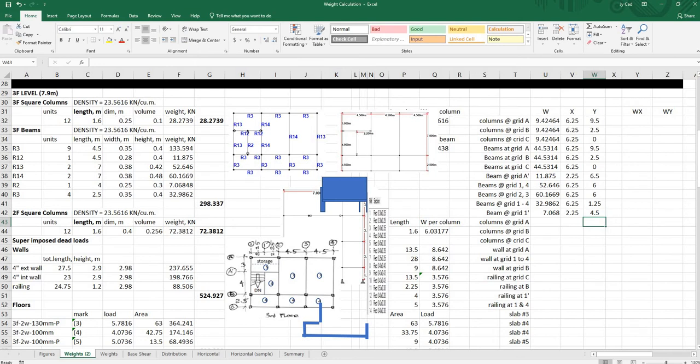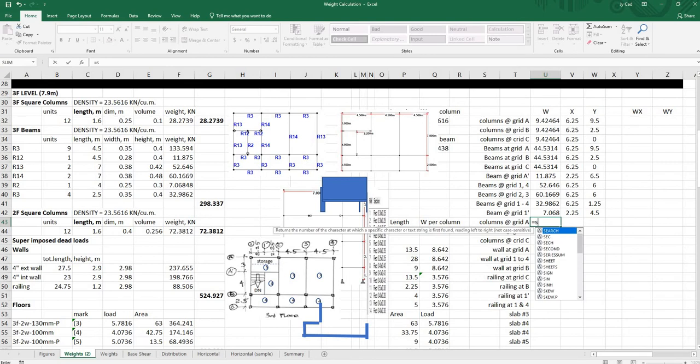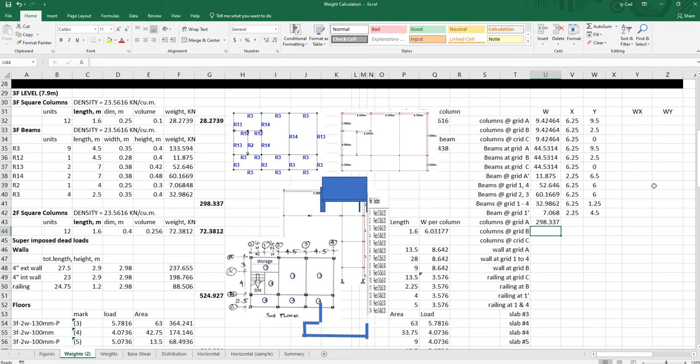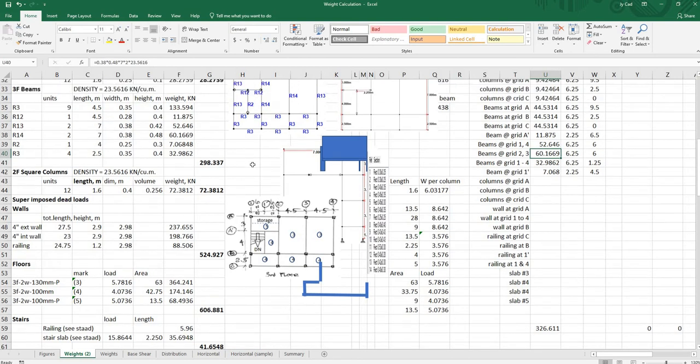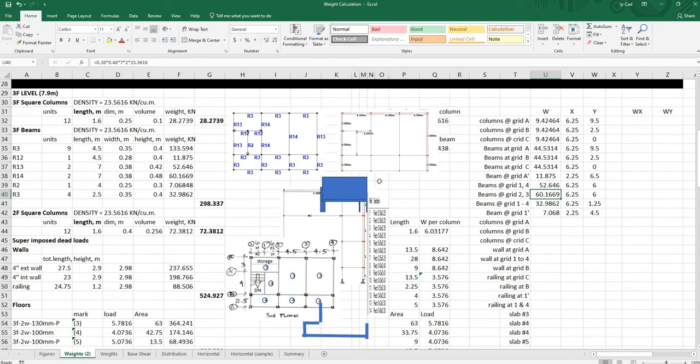Now let's check the weight of all the beams. So 298.337, parehas sila. Okay, so that means our weight is okay. Next, we now compute for the columns. So notice na yung columns dito sa taas ng third floor tsaka yung columns sa baba ng third floor, parehas lang ang location pero magkaiba ang kanilang dimension. So we can just copy this.